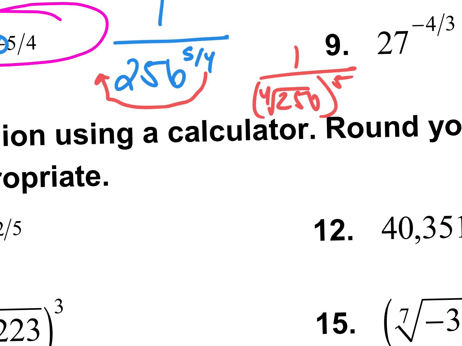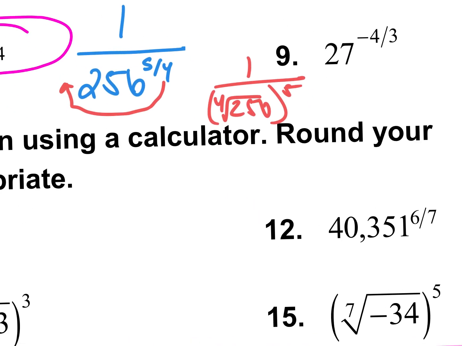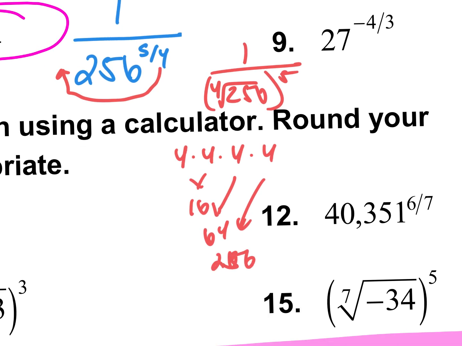I know it's not 2, right? Because 2 times 2 times 2 times 2 is not 256. It's not 3. We just had 3. What do you think it might be? What about 4? Let's try 4. Sometimes guessing and checking works a little bit. What's 4 times 4? 16, all right. Times 4? 64. Times 4 is what? 256. So this is really 1 over 4 to what? The 5th power.